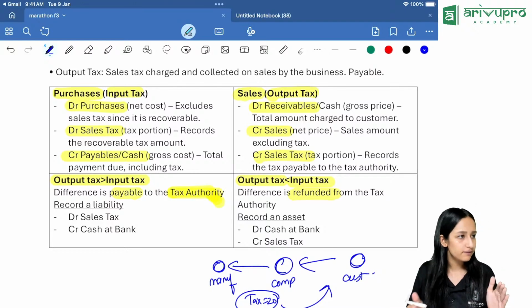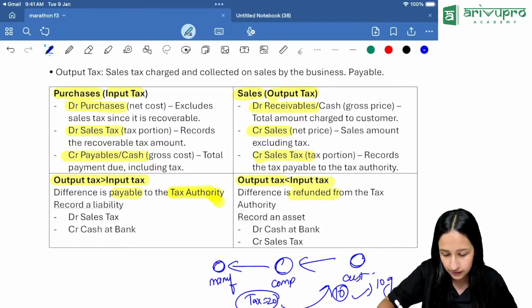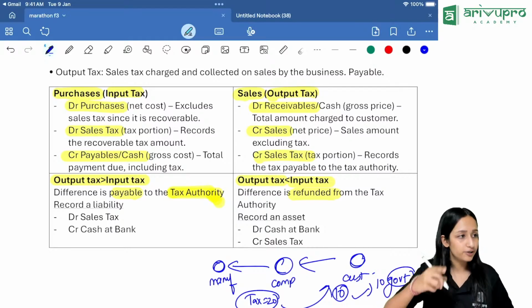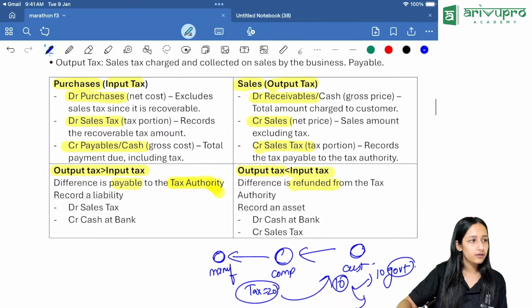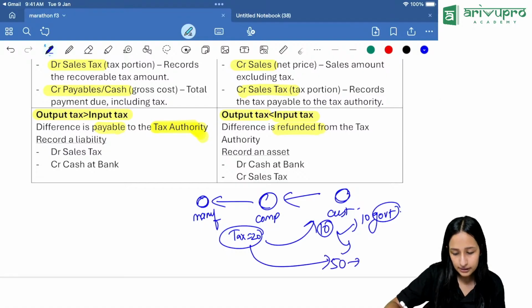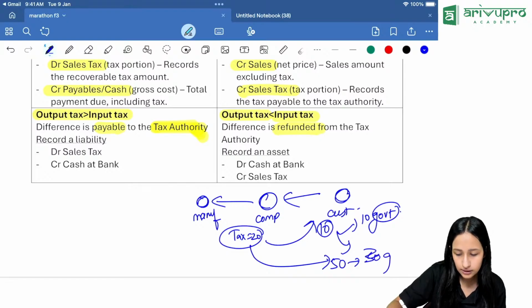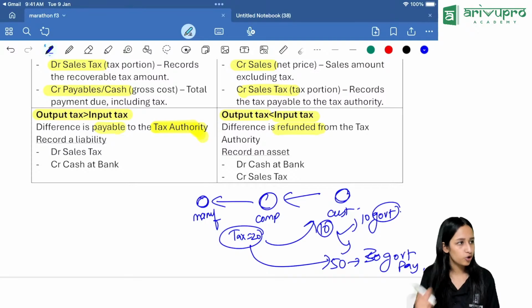If you're not recovering that 20, let's say you're only recovering 10, then the remaining 10 the government will refund to you. Okay. But instead of not getting 20, if you're getting 50, then you will have to pay, how much is it, 20, 30 to the government. This is what it means. Got it?